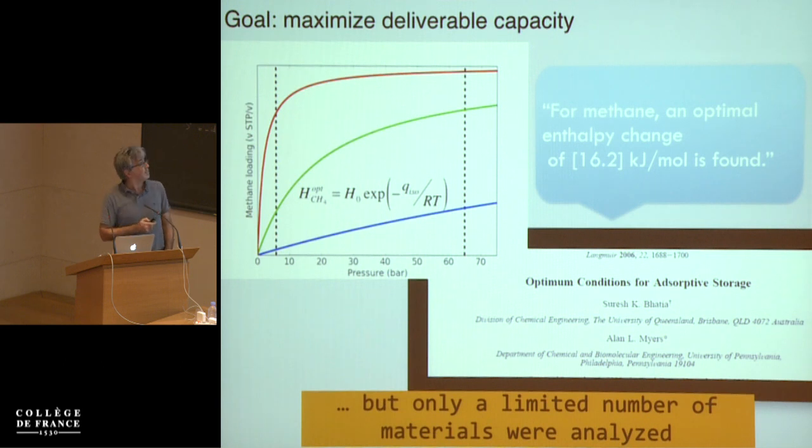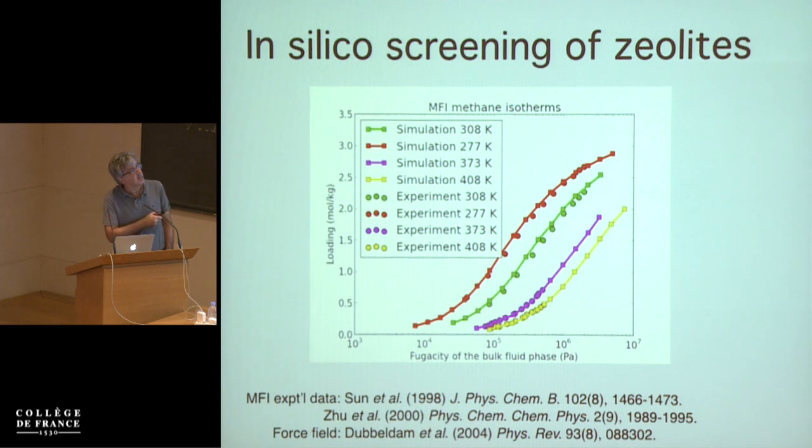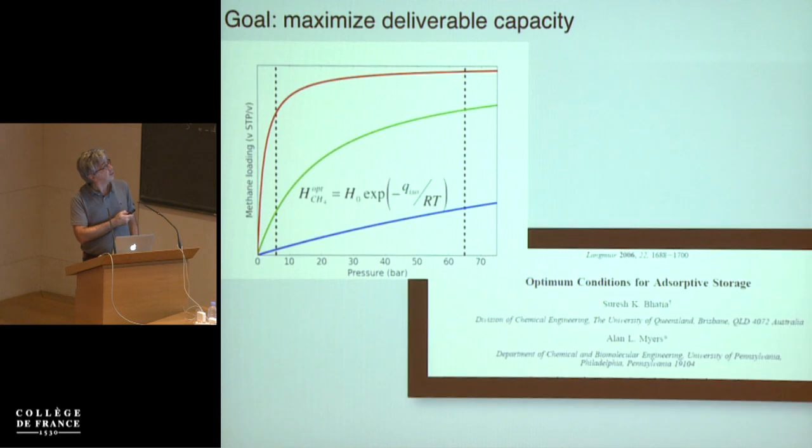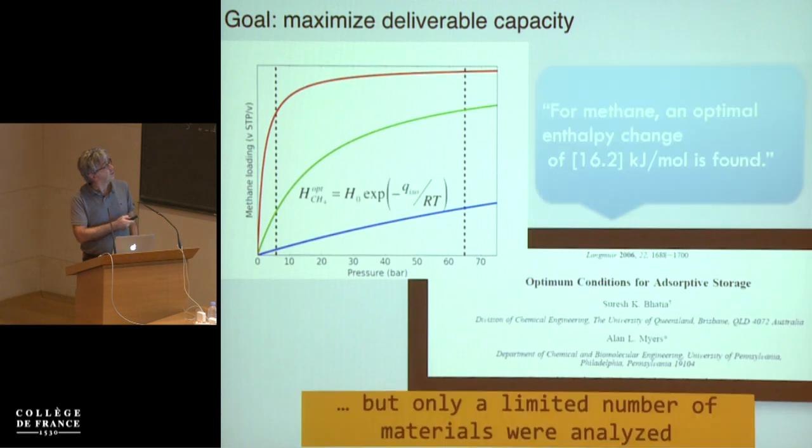So we did this for zeolites, and just to give you an idea of how well we can predict these adsorption isotherms, the dots are the experiments and the lines are our simulations, so we can predict the performance of one of those materials. We have a database of 100,000 of these zeolites, also hypothetical ones, and we can see whether the optimum one has this 16.2.